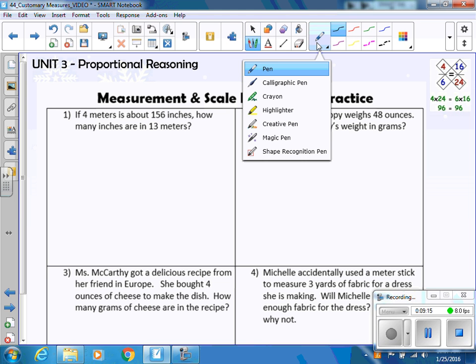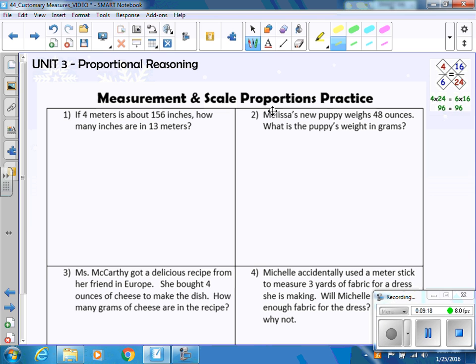Okay, so first thing I'm going to do, read the problem and identify. I'm going to use my highlighter tool. I'm going to highlight what I'm comparing. So I'm going to choose 2 different colors because I want to highlight each unit that I'm measuring, 2 different things. So it says if 4 meters is about 156 inches, how many inches are in 13 meters? So I have 4 meters and I have 13 meters, and then I also have 156 inches. So if I set this up, I'm comparing meters and inches. So my first ratio is what's given to me in that first part of the sentence. 4 meters is about 156 inches.